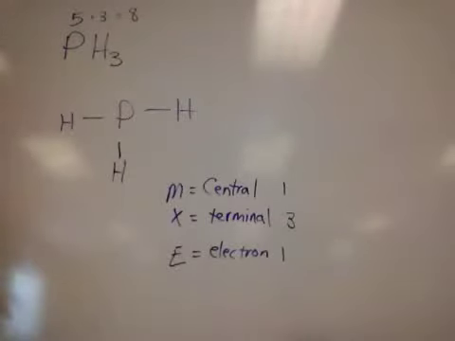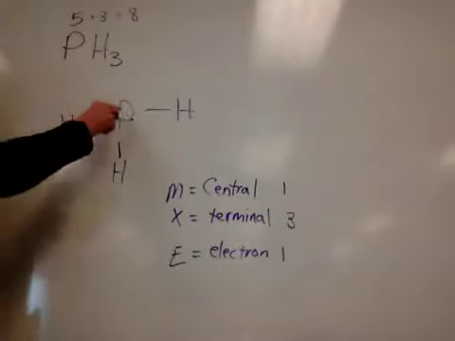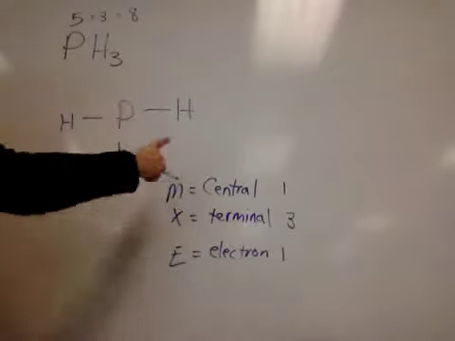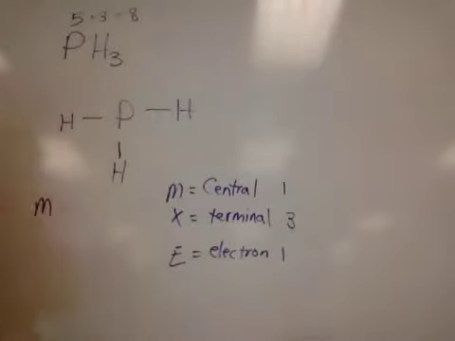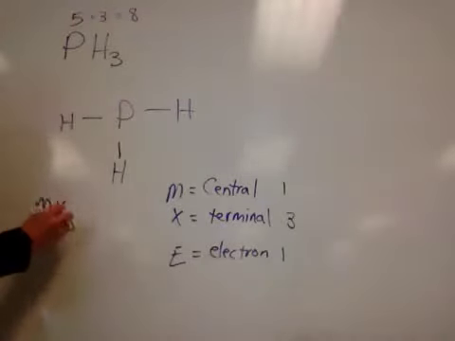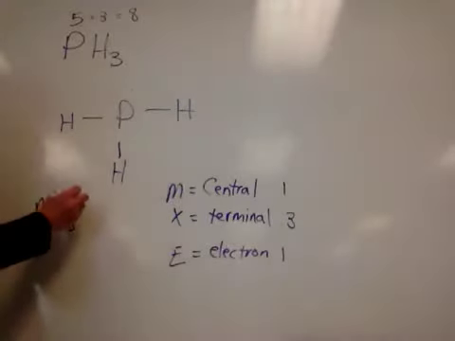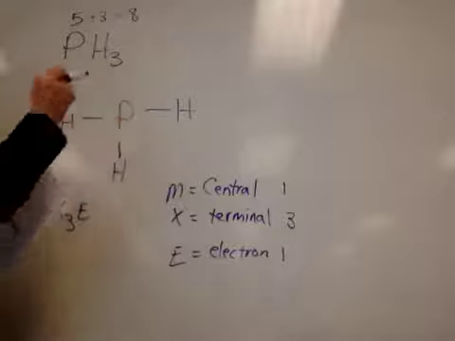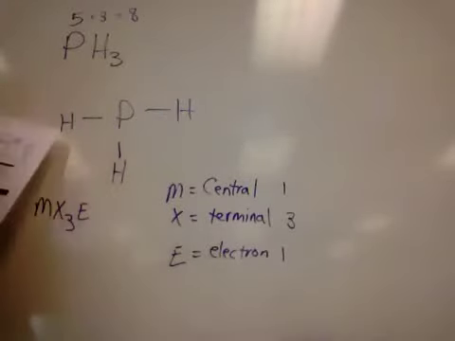So E stands for extras then? Yep. And remember those extra electrons, you're only looking at your central atom. So if I were to write this out, I have 1 central atom, I have 3 terminal, and then I have my 1 extra lone pair of electrons. So looking at my cheat sheet, that's almost halfway down. MX3E, NH3 is the example. What shape would this have? Trigonal pyramidal.